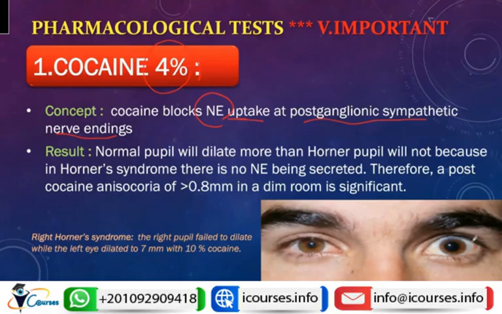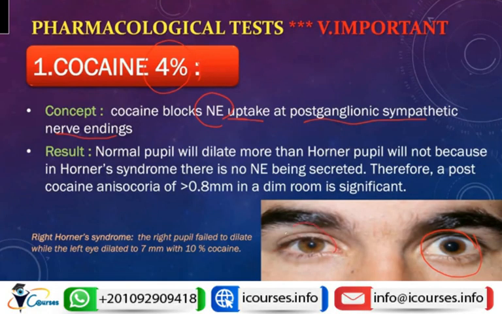Suppose, for example, that this patient has a normal eye, so he has norepinephrine at his neuromuscular junction. What will happen with cocaine? The cocaine will prevent its reuptake, so it will stay in the neuromuscular junction and cause sustained, continuous action, causing dilatation. The norepinephrine, the sympathetic neurotransmitter, will cause continuous action on the dilator pupillae muscle, causing dilatation.